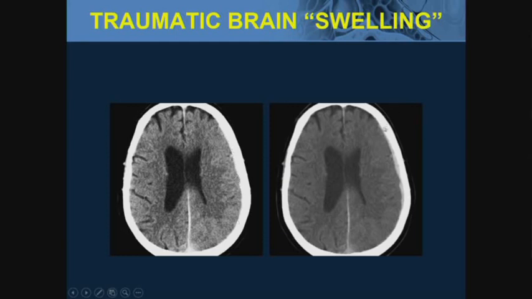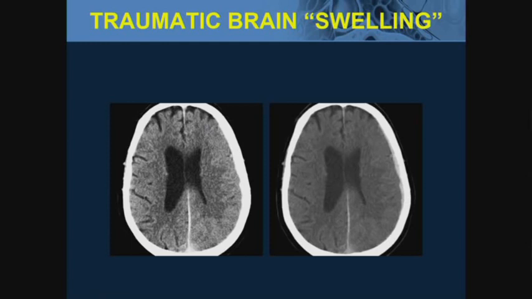You can see it a little bit better on our kind of intermediate windows. Yes, it's extending along the interhemispheric fissure, but this patient isn't doing well. Why is this patient not doing well? Well, look at the brain underlying this, which is like a 2 to 3 millimeter subdural hematoma.